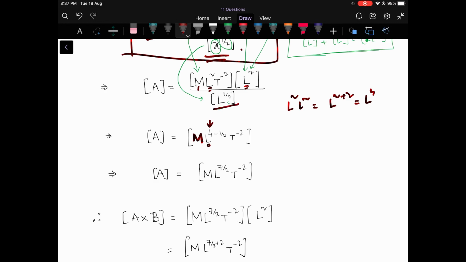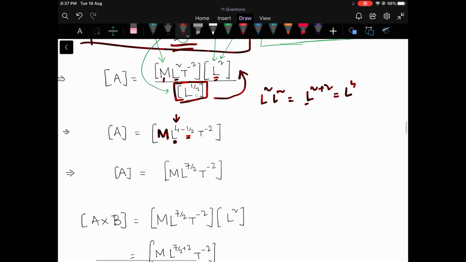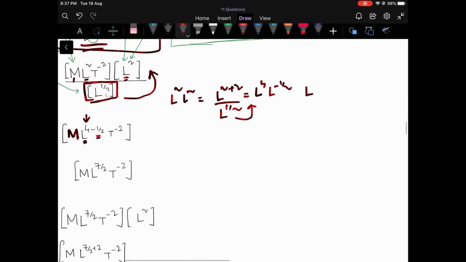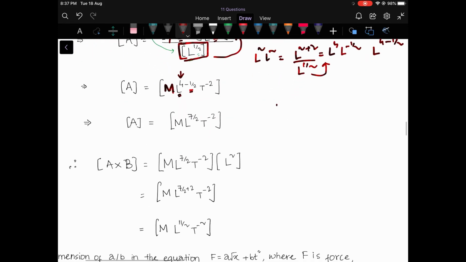But we have this another L to the power half in the denominator, which goes up here and becomes power not half but minus half. So you can see we had L to the power half. This L to the power half goes up, becomes L to the power minus half. So we are going to write L to the power 4 and then minus half. When I subtract 4 minus half, I'm going to get 7 by 2. So that is the power with your L, so I've written that.